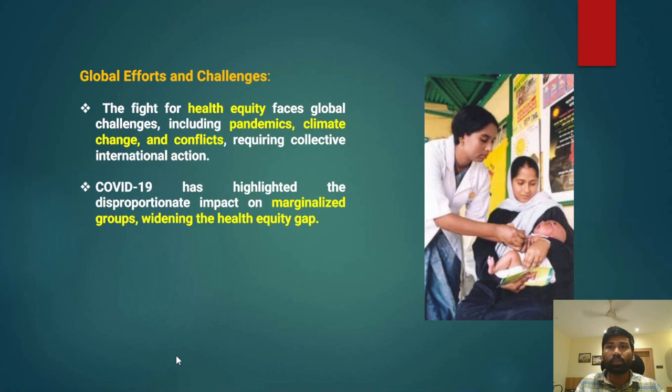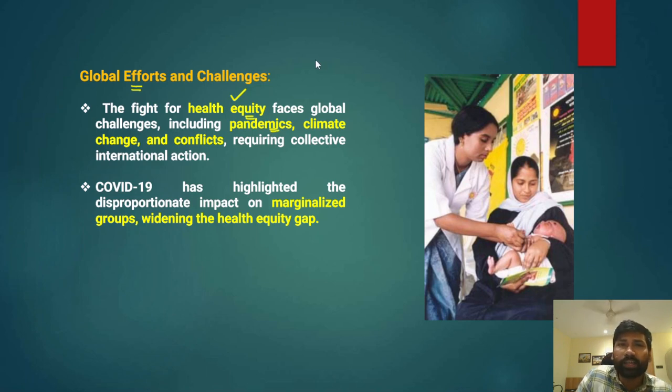However, if you look at the global efforts in this regard to ensure health equity among the people, there are in fact a lot of challenges at the global level and at the national level. Those issues we have discussed earlier briefly. For example, pandemics pose one of the most critical challenges to ensuring health equity.